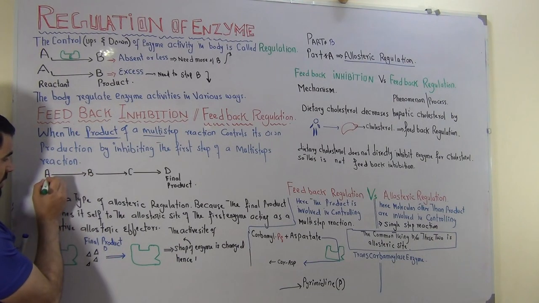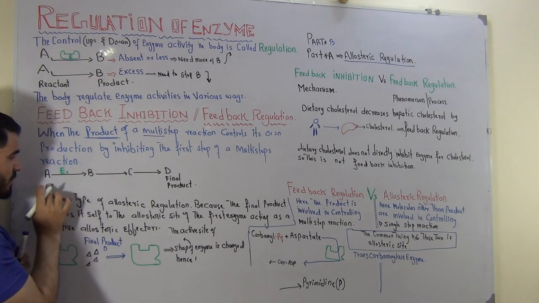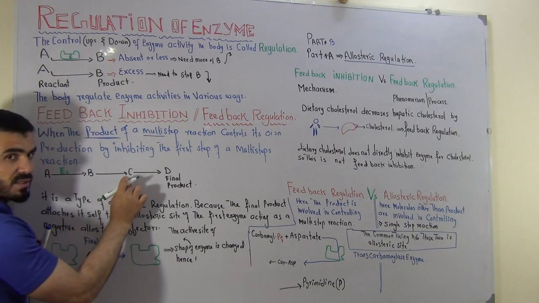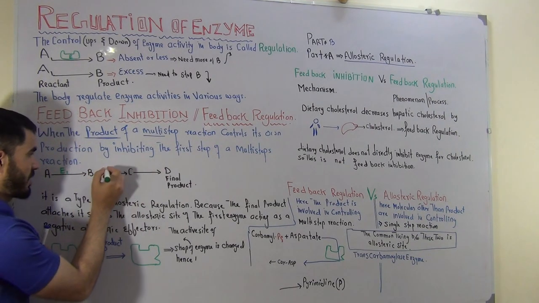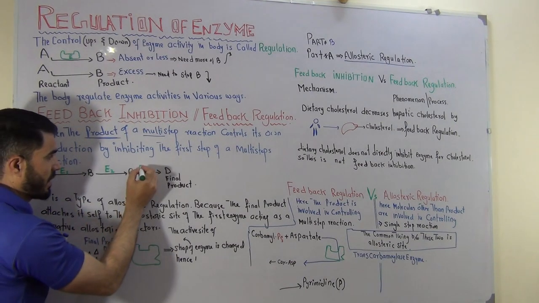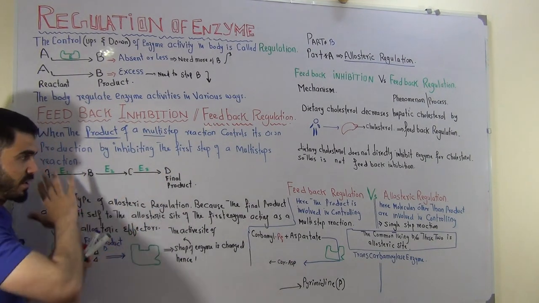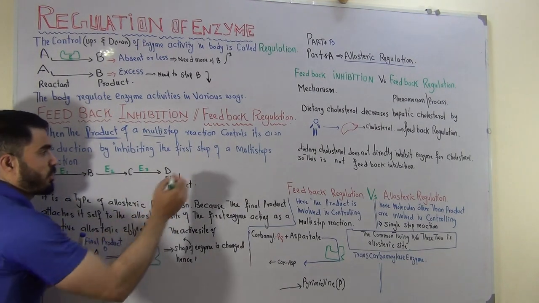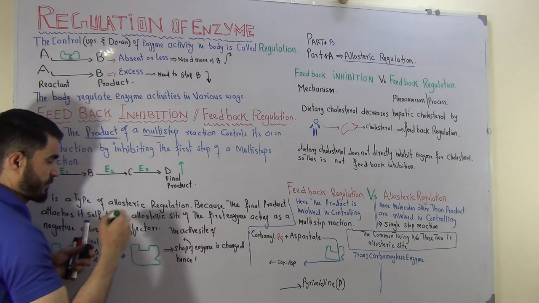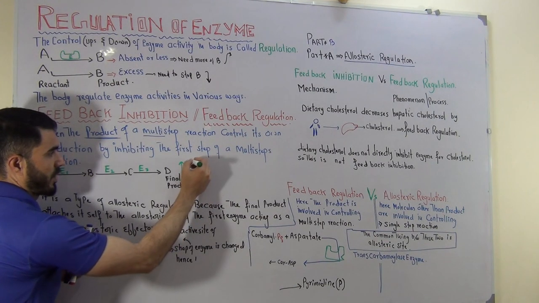Suppose from A to B, A is our reactant and B is the intermediate product. Suppose there is an enzyme E1 which is involved in conversion of A into B. Then we convert B into C. Now B is our reactant, C is our product. Another enzyme E2 is performing this job. Then we have another enzyme that converts C into D, that is the final enzyme. So there are three enzymes involved in this pathway. Suppose that the final product D is in excess. A lot of D we have. D is our product.